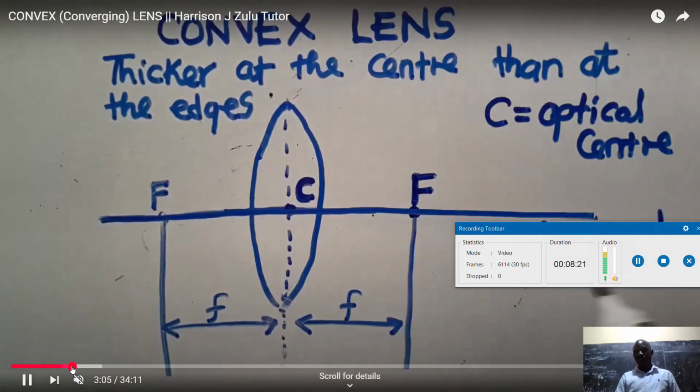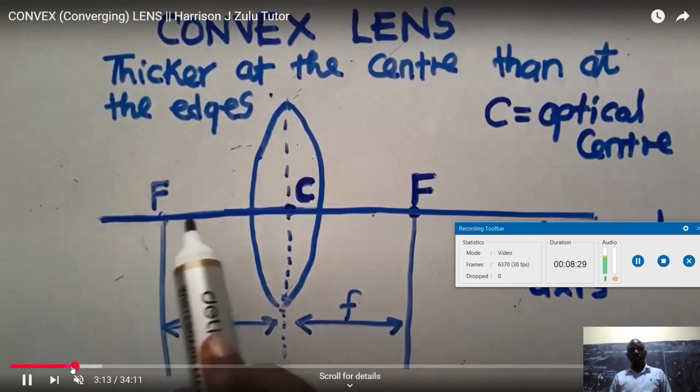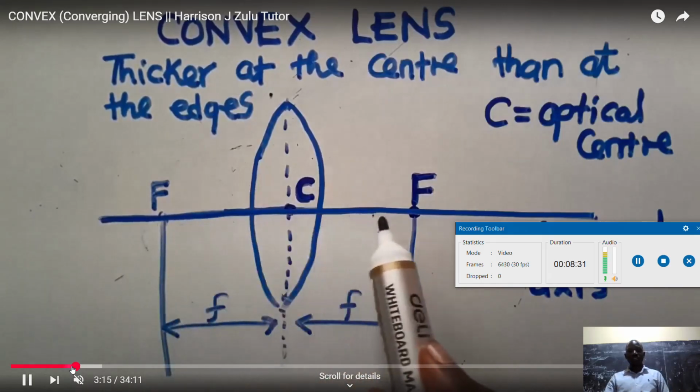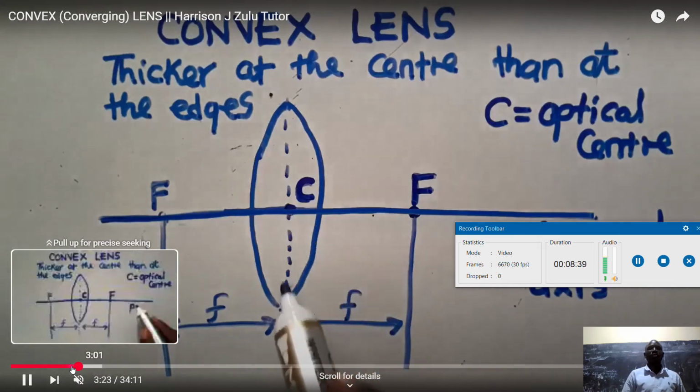I'm also trying to write what we call the principal axis. The principal axis is this horizontal line which divides this lens into two equal parts, the upper part and the lower part. That horizontal line, we call it the principal axis.